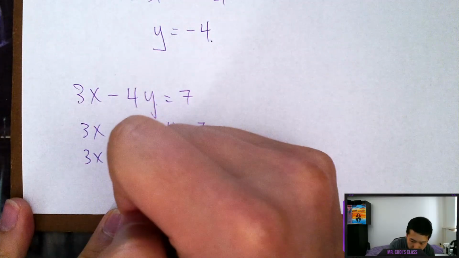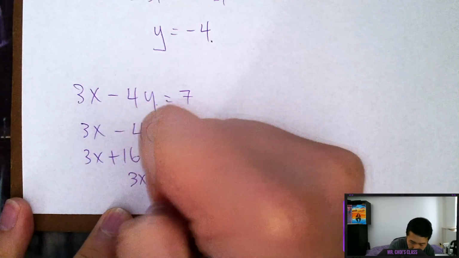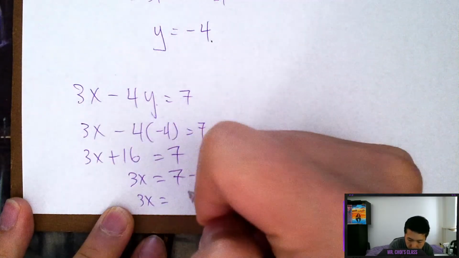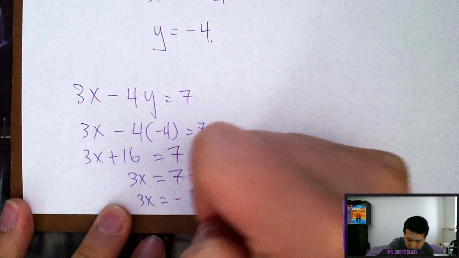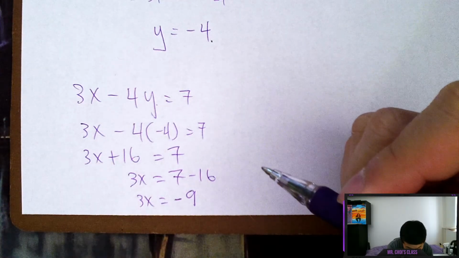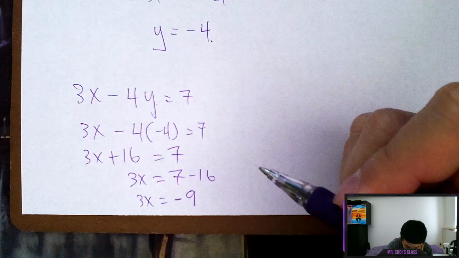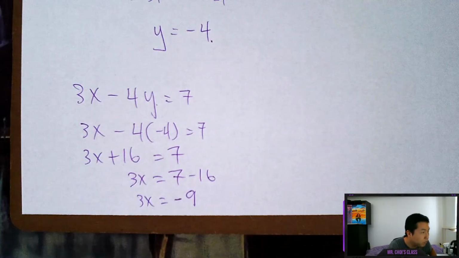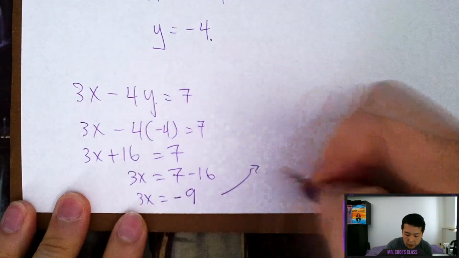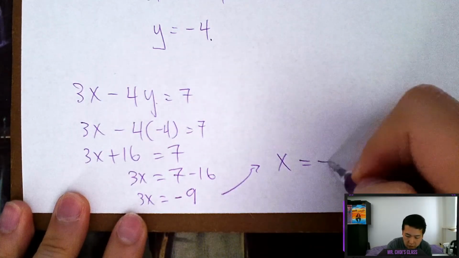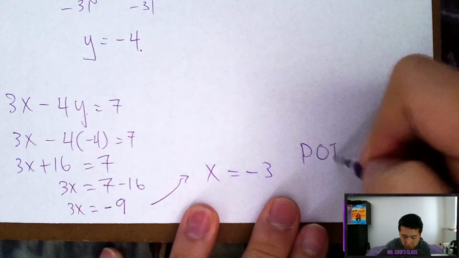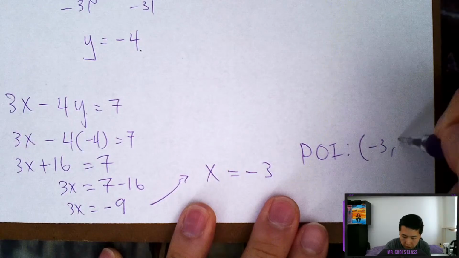Your final answer here. I'm running out of space, so I'll just solve it. x is equal to negative 3. So my POI is negative 3 comma negative 4.